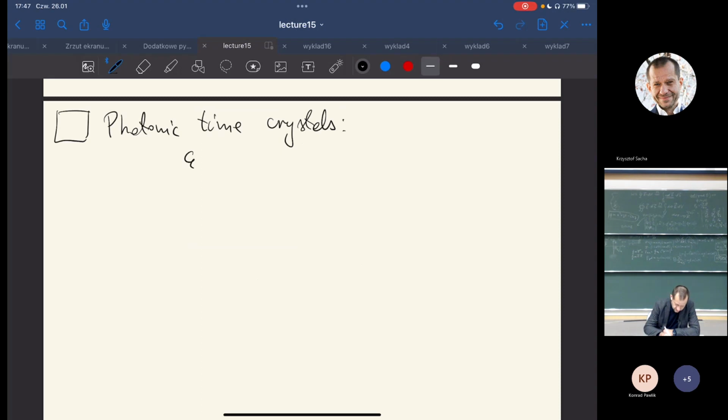So now we assume that the dielectric constant is changing periodically, but in time. And again, we assume that we have a non-magnetic linear medium, and we also assume that the medium can respond instantaneously to the change of the dielectric constant. That means that the displacement field follows the changes of the dielectric constant. And then the Maxwell equations look, in this case, as follows.